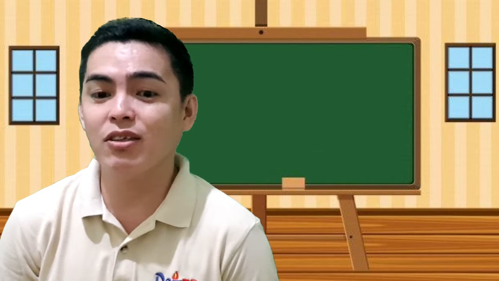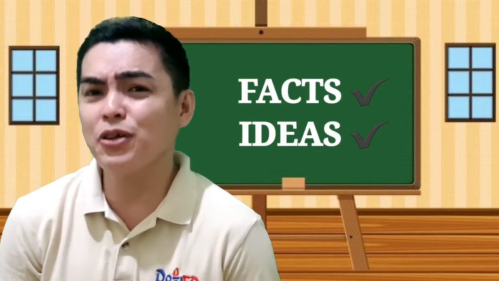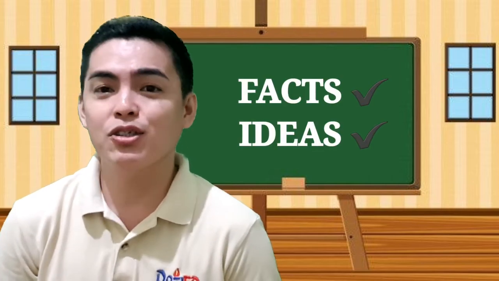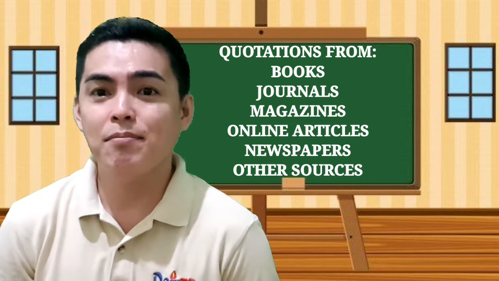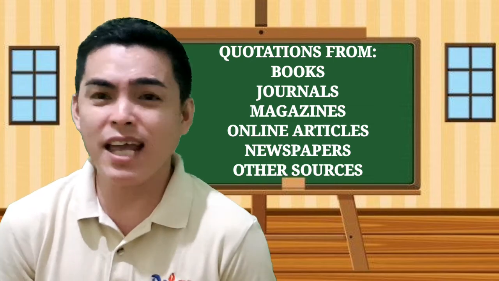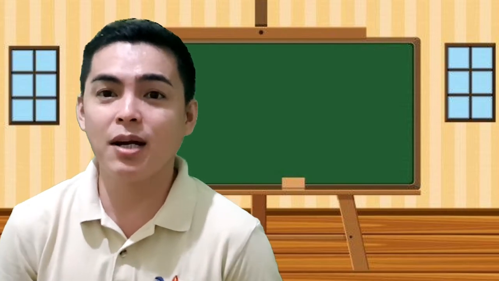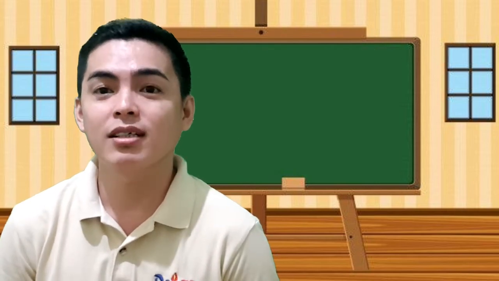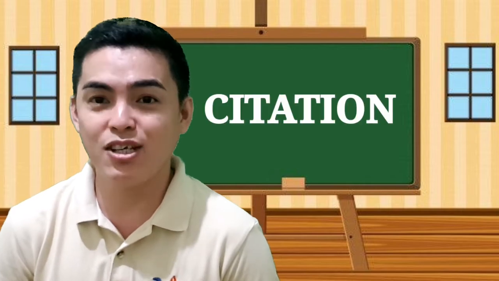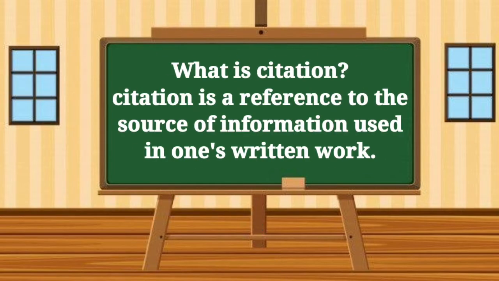Every time you state or include facts and ideas, or even quotations from books, journals, online articles, magazines, newspapers, or any other sources, you must write and list them, since they are being protected by the law. It is what we call citation. What is citation? Citation is a reference to the source of information used in one's written work.